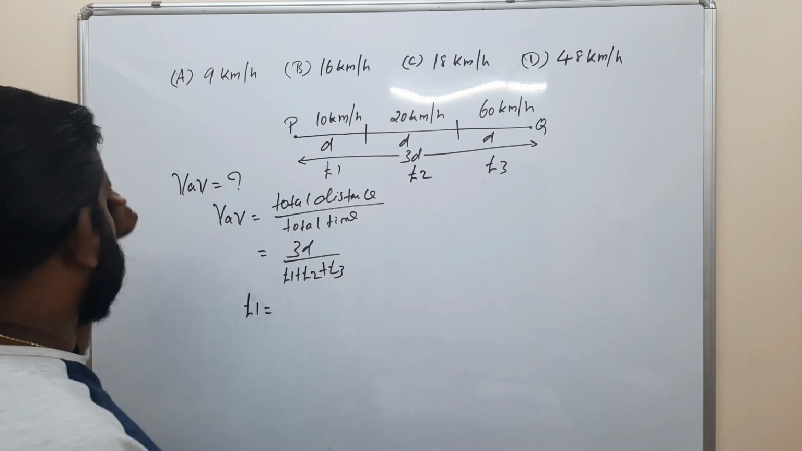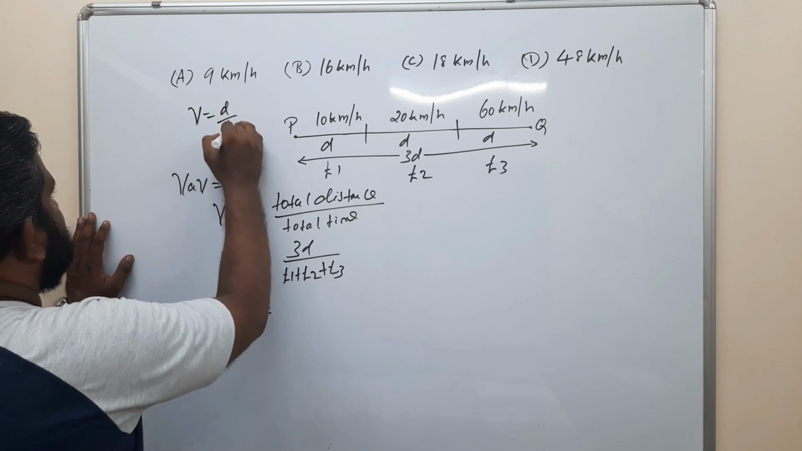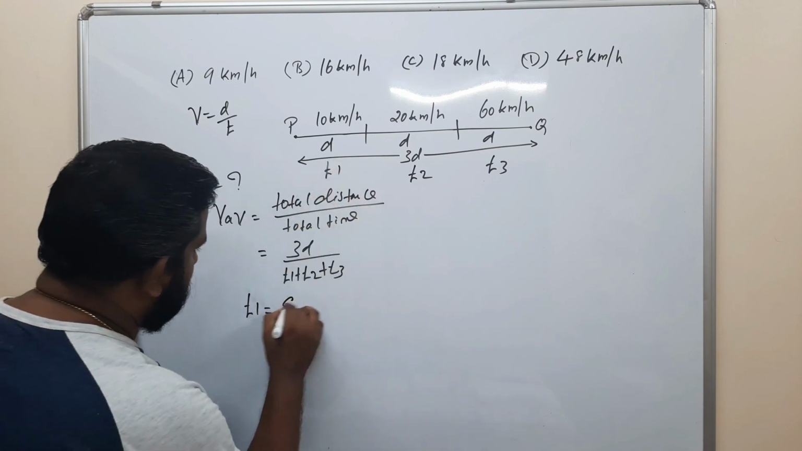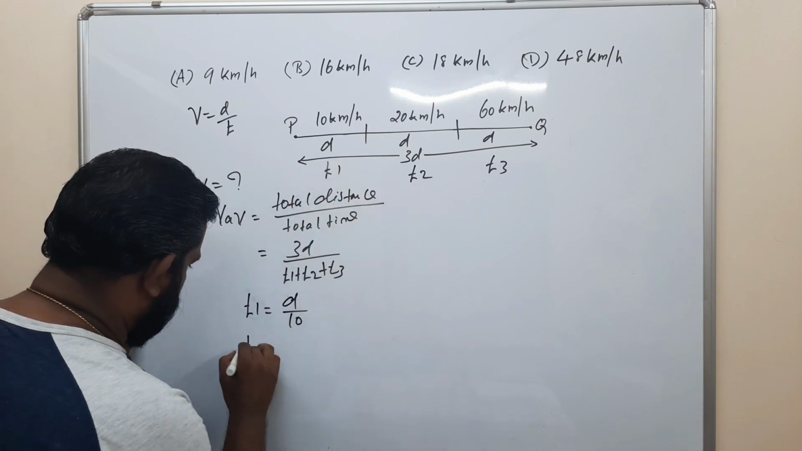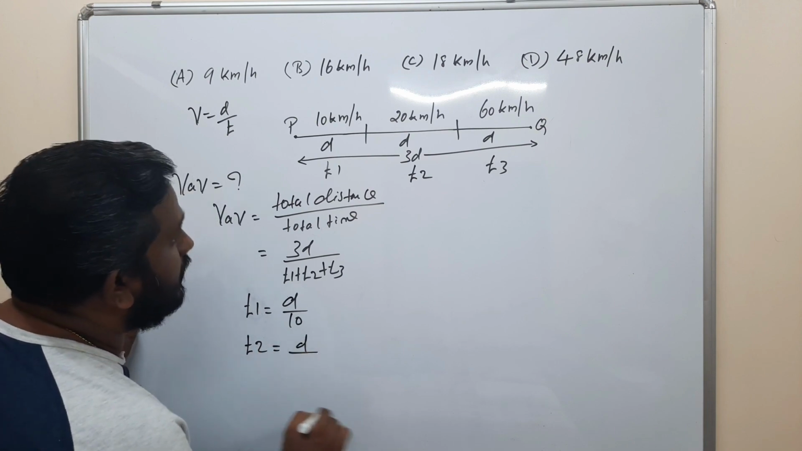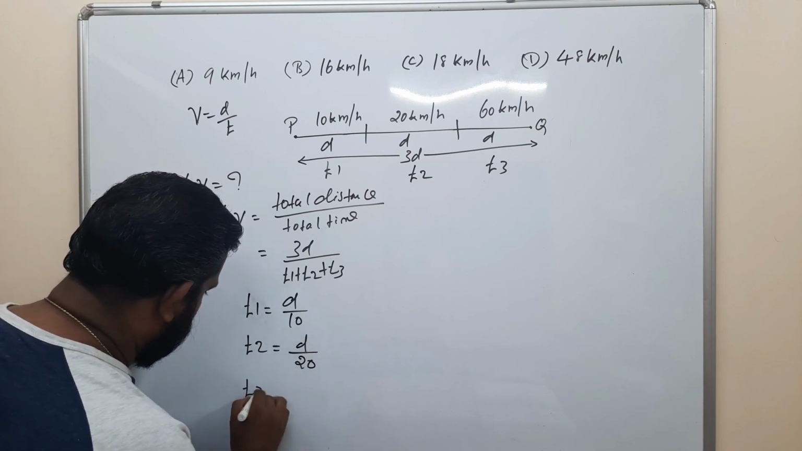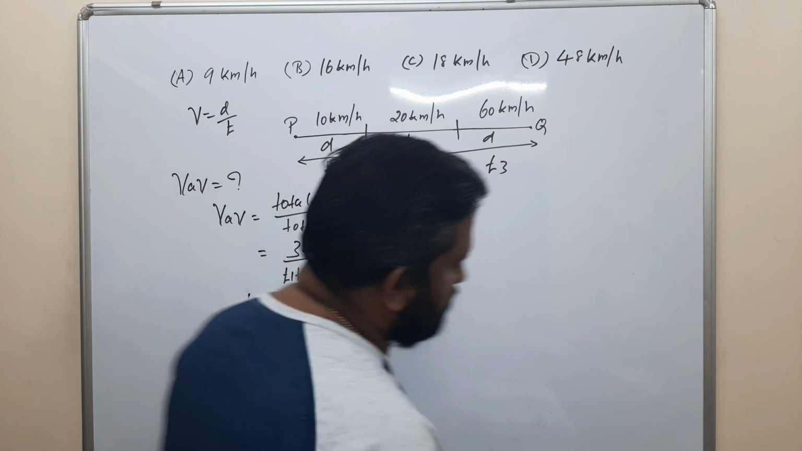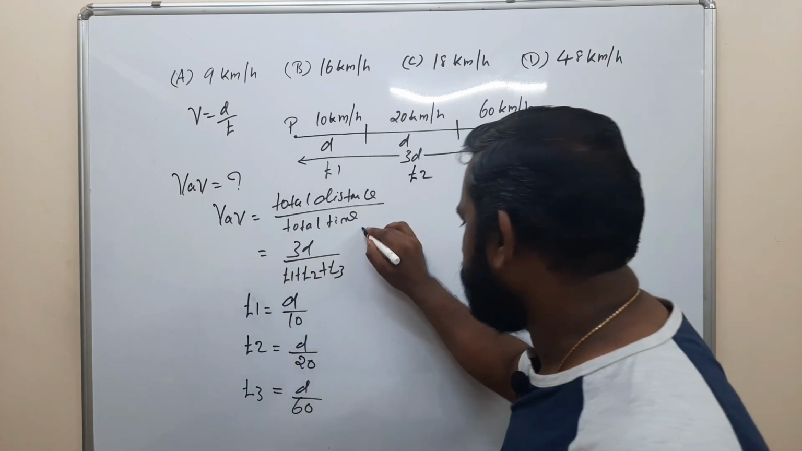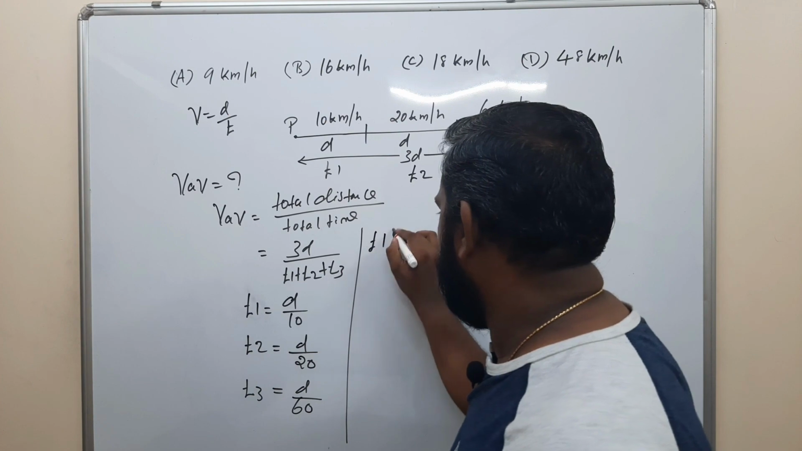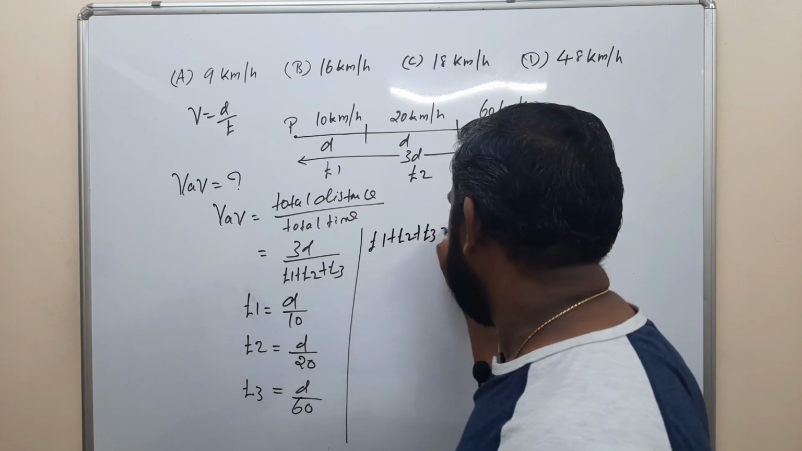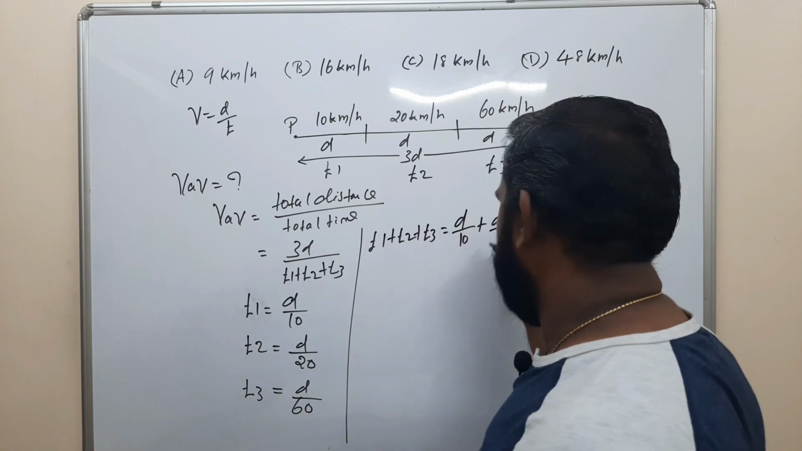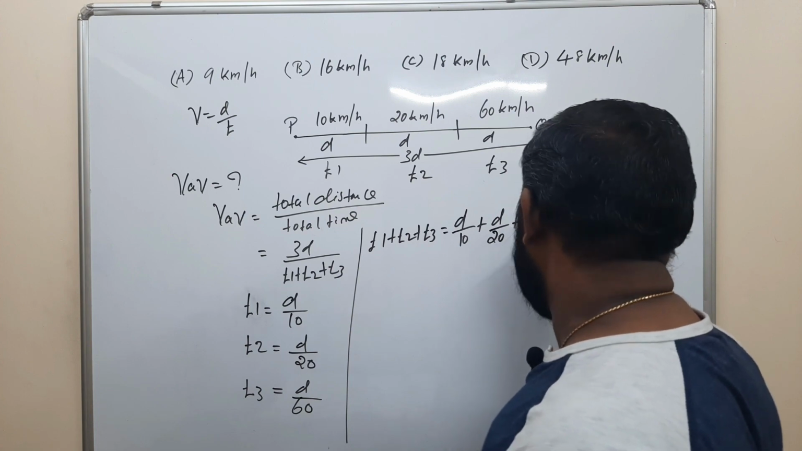Speed is equal to distance by time, so time is equal to distance by speed. So T1 is d by 10, T2 is d by 20, and T3 is d by 60. So T1 plus T2 plus T3 is equal to d by 10 plus d by 20 plus d by 60.